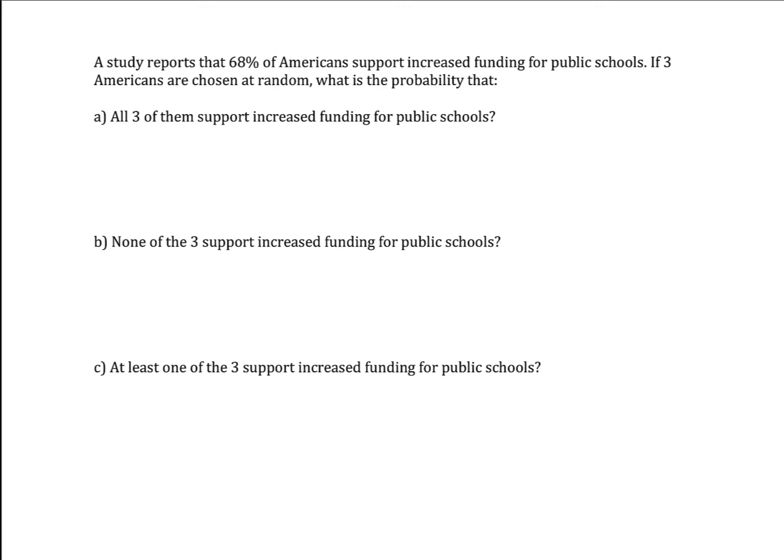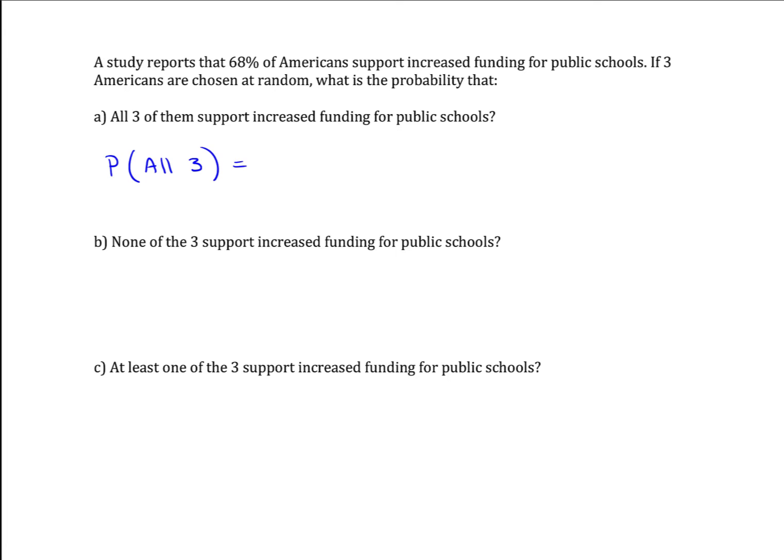So let's see. We have 3 different Americans chosen at random, and we want the probability all 3 of them support increased funding. That would be the same thing as saying the first person chosen at random supports, and the second person chosen at random supports, and the third person chosen at random supports. So all of these probabilities can be joined with the word and, which means we're multiplying probabilities. So we're going to find the probability of each individual person, and multiply them all together.